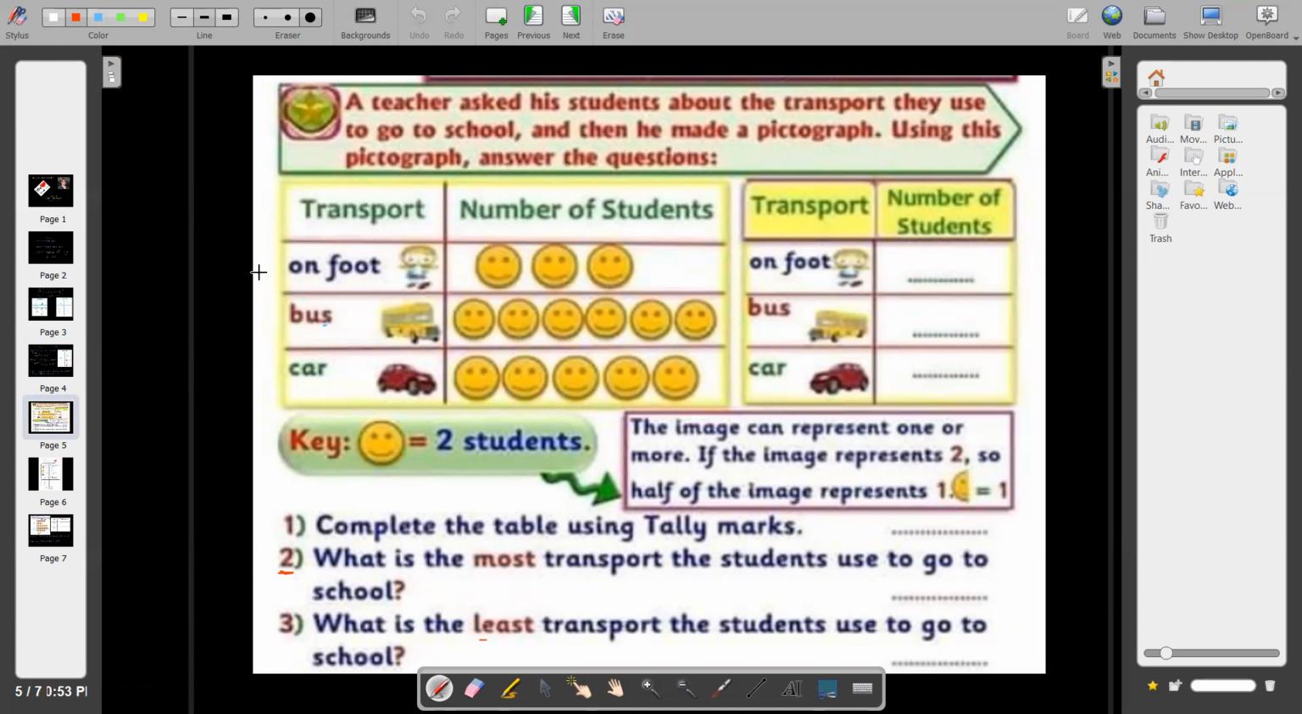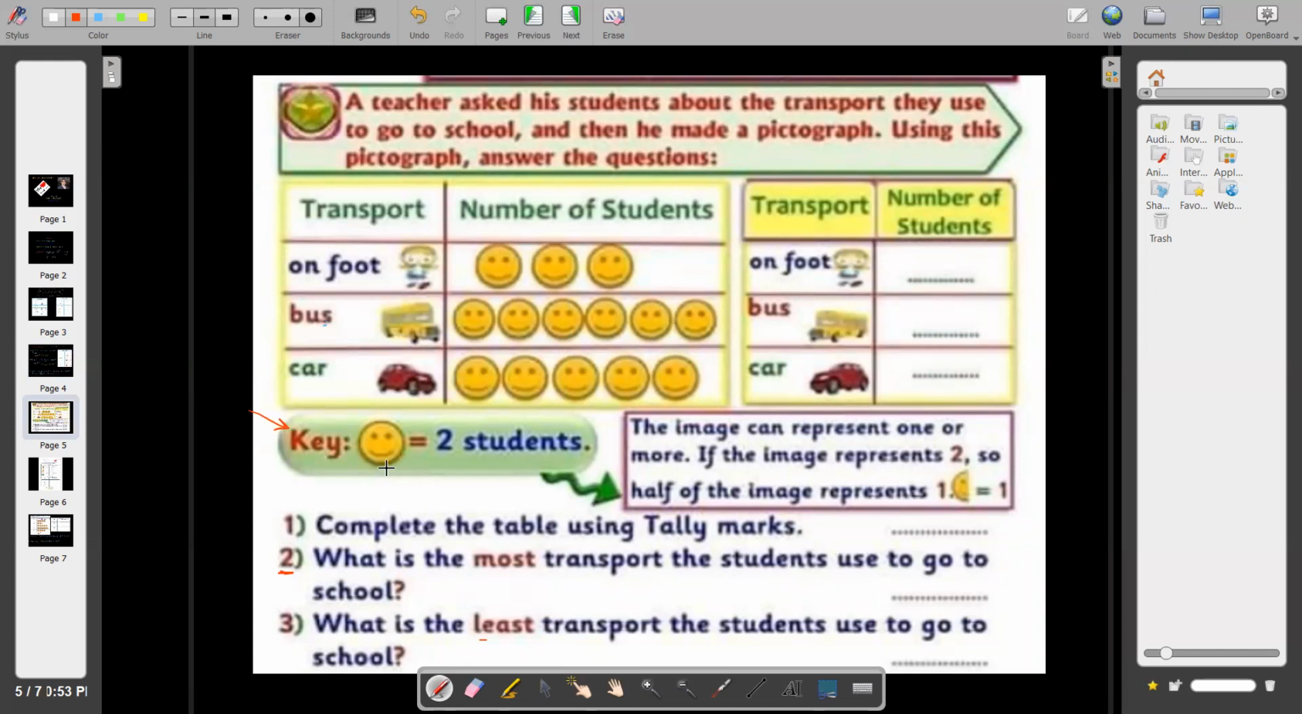So here, the transports: on foot, children go to school on foot. By bus, children who go to school by bus. Here, the children who go to school by car. The most important thing here, we must look at this key, because this key helps me in solving the question.